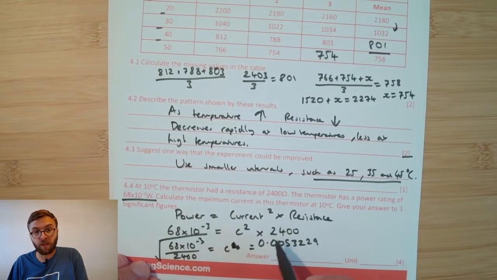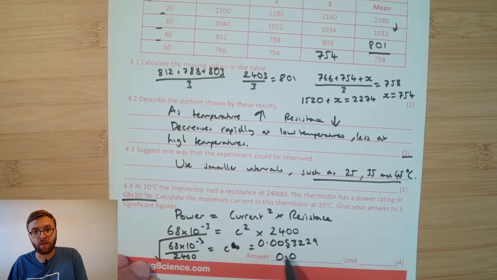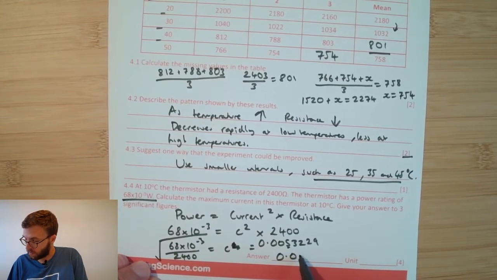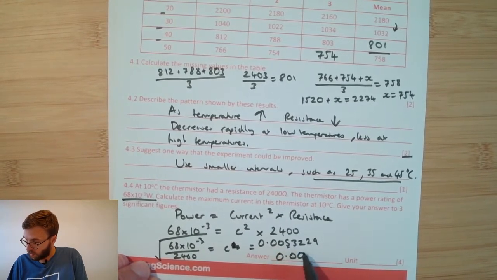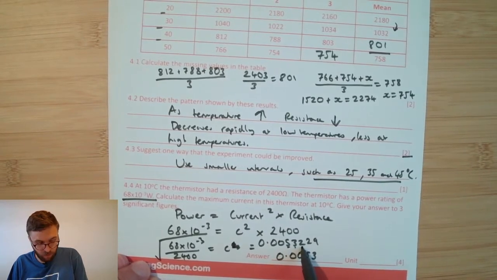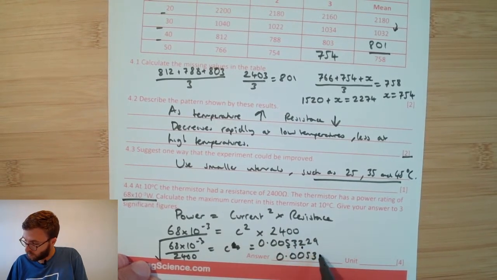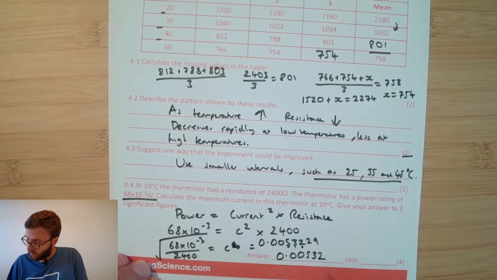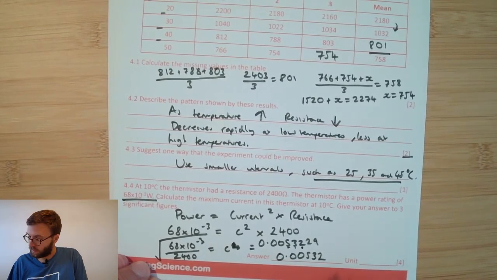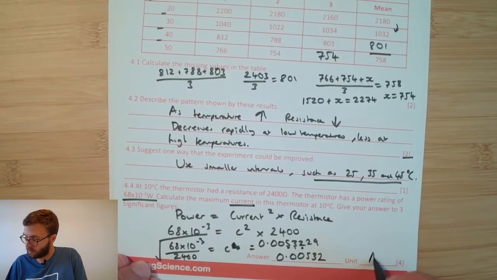Now it says in the question to give our answer to 3 significant figures. So our first significant figure starts off here, and we don't include any zeros before our first significant figure, so 0.00. So 5, 3, and then this is our third significant figure. So we're going to look at the one after that. It's not 5 or above, so this one will therefore stay as a 2, and that's our answer to 3 significant figures. Not forgetting our unit, so this time it's current, and our unit for current is amps.